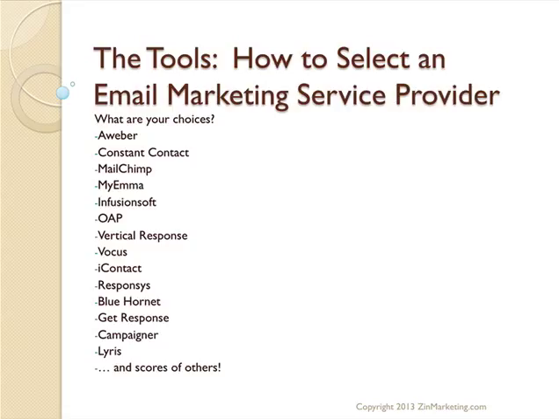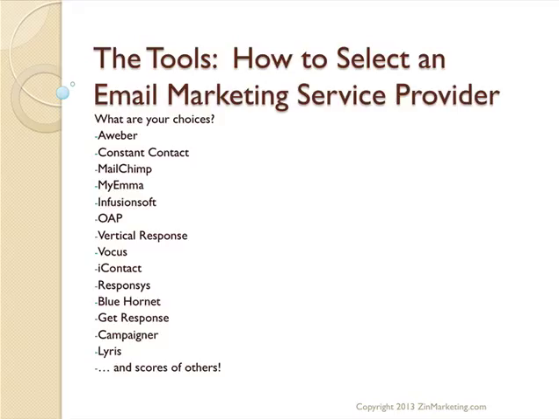And then what are your choices? I mean, who's out there? These are names that you may have heard of. Aweber, Constant Contact, they've been around for a long time. MailChimp, very popular. MyEmma, Infusionsoft, very powerful. Office Autopilot, Vertical Response, Vocus, iContact, ResponseSys, one of the larger ones. Blue Hornet, very comprehensive. GetResponse, Campaigner, Lyris. There are scores of others. There are tons of platforms out there. Some of them you may have heard of because they've been doing marketing very visibly for years. Some of them are newer, some of them are smaller, some of them are niche. So you really have lots of options.